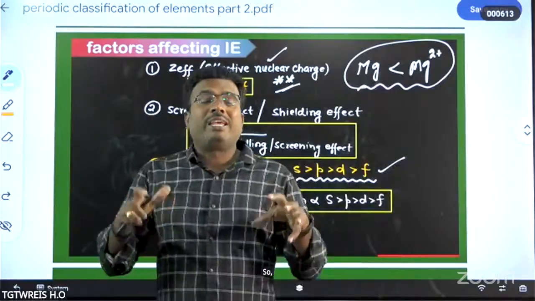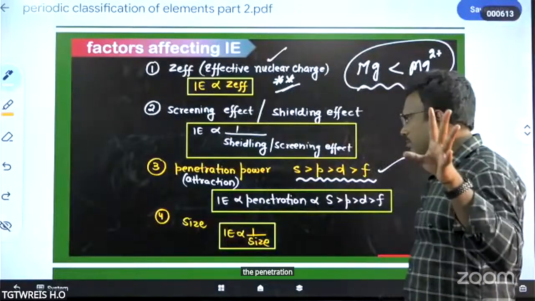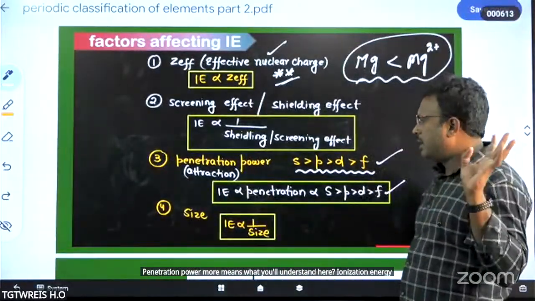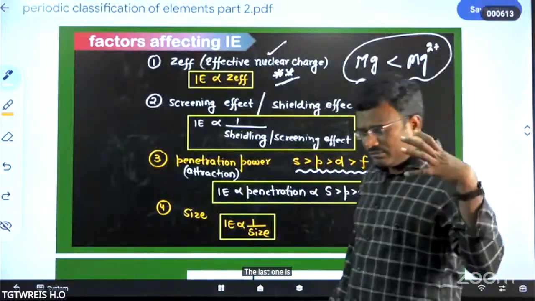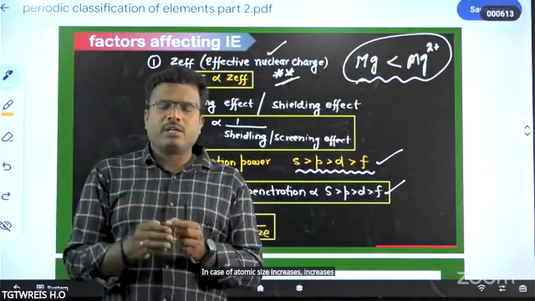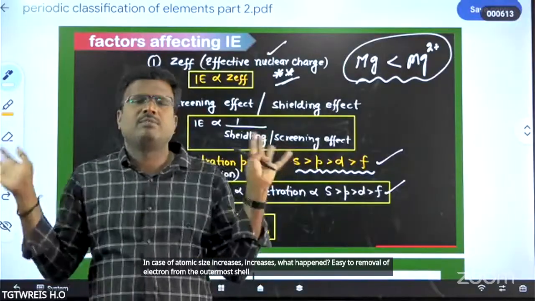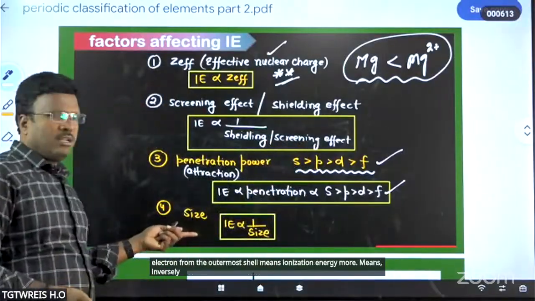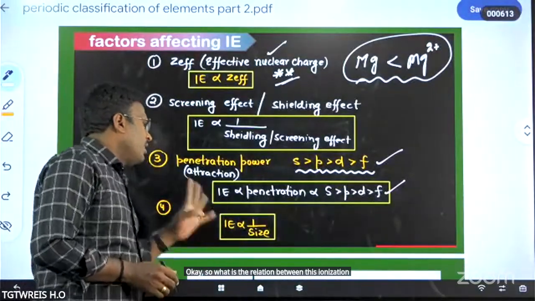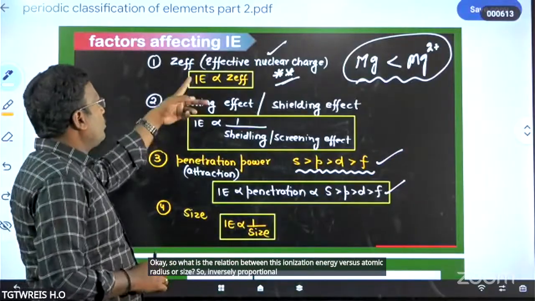So in case of S character increases, what happens? The penetration power is more. Penetration power more means what you will understand here? Ionization energy is also more. The last one is size. In case of atomic size increases, what happens? It is easy to remove an electron from the outermost shell, so ionization energy is less, which means inversely proportional, right? So what is the relation between ionization energy and atomic radius or size? Inversely proportional.